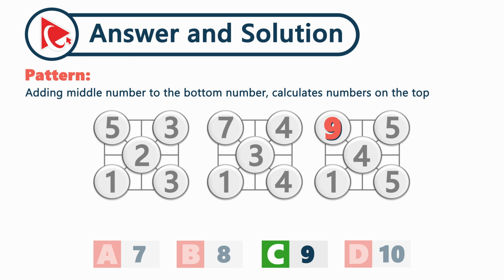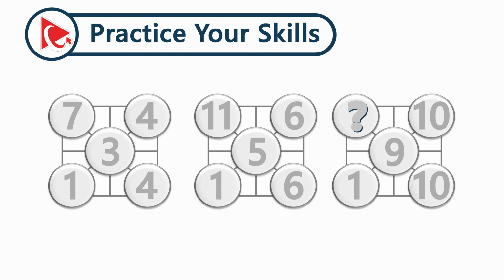But hold on, there is more. Here's the question for you to tackle. The first shape has number 3 in the middle and numbers 4, 4, 1, and 7 on the outside.